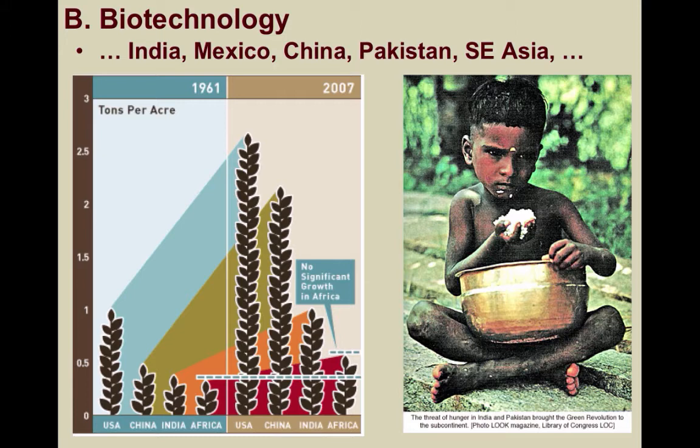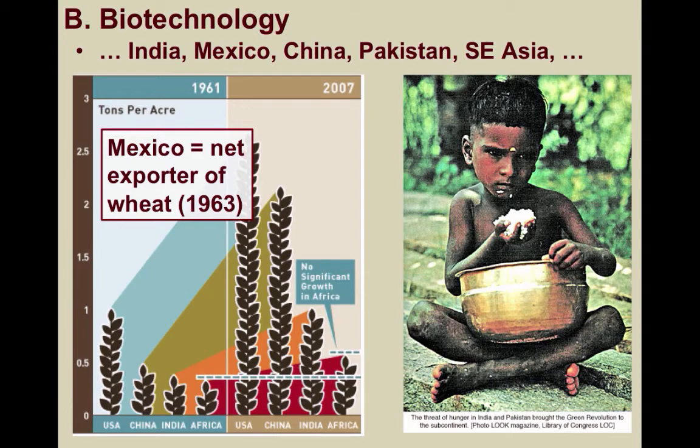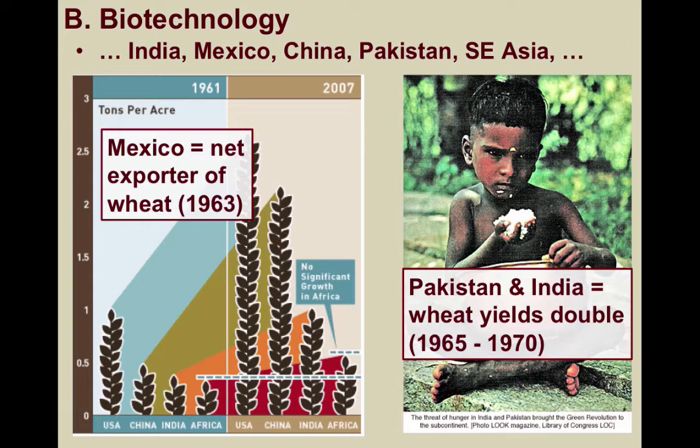The collective use of HYVs, improved irrigation, and the use of chemical farming, labeled as the Green Revolution, was introduced to other countries and regions with dramatic effect, in places such as Mexico, China, Pakistan, and throughout Southeast Asia. For instance, Mexico became a net exporter of wheat by 1963, and between 1965 and 1970, wheat yields nearly doubled in Pakistan and India, greatly improving the food security in those nations.